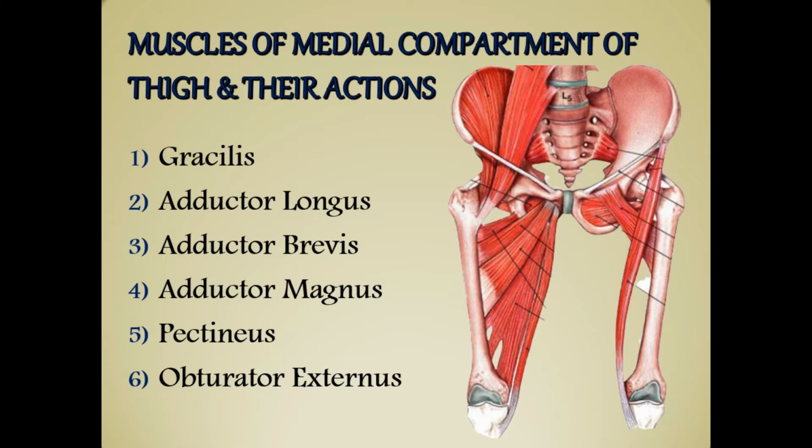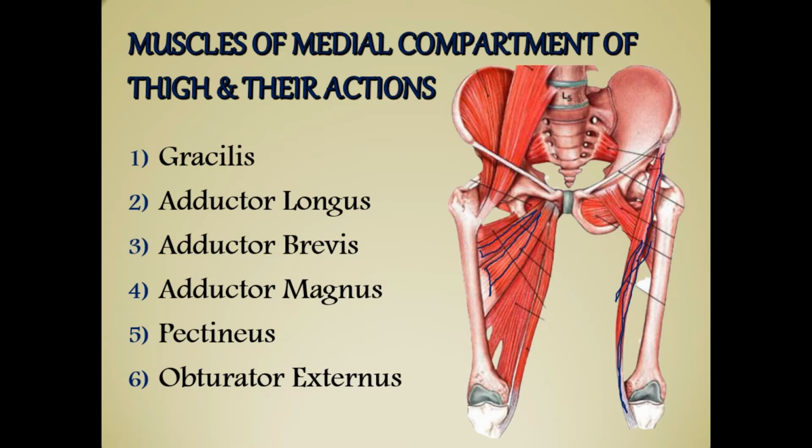Now this muscle, which is on the left side, this is the adductor longus muscle. This is the gracilis muscle, this one on the right side. And then we have adductor longus muscle, this is on the left side, left leg. This is the adductor longus muscle. And this is adductor brevis muscle.